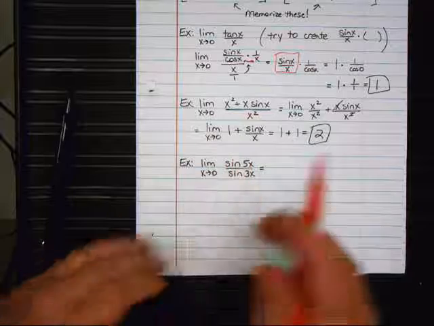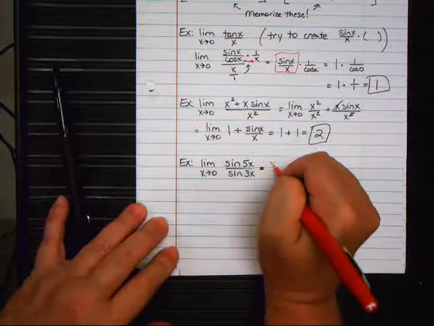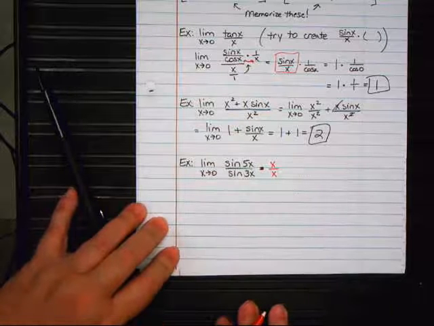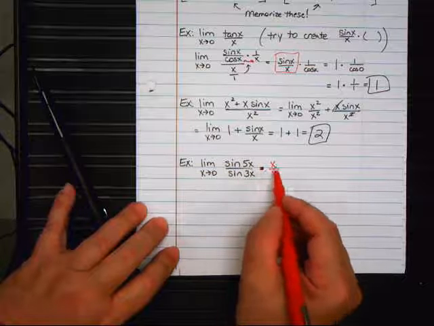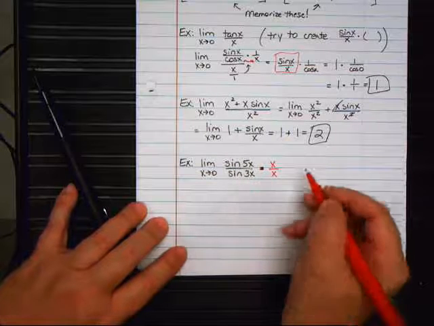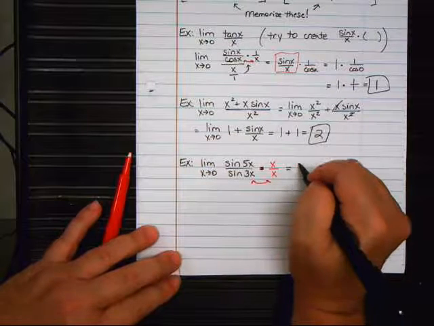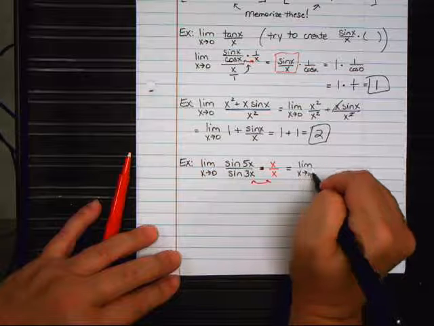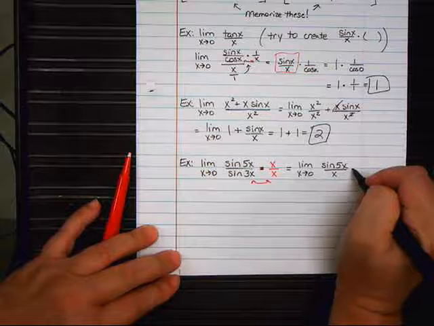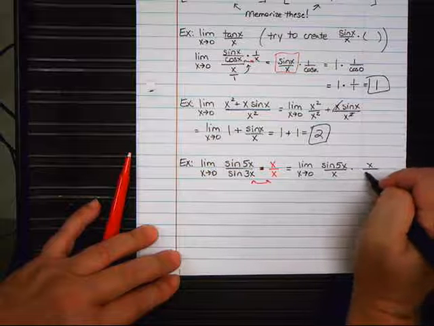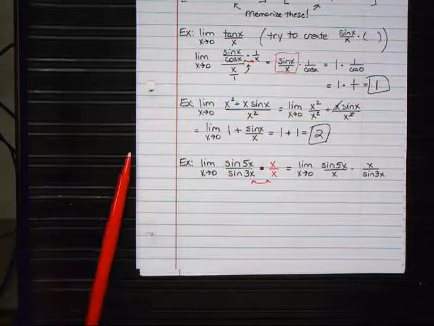So what I'm going to do, would you all stop talking, please? I'm going to multiply the top and bottom by x over x, because that's going to give an x to the bottom of this sine, and it's actually going to give an x to the top of the other one. So I'm going to switch these two now. And so now I have the limit as x approaches 0 of the sine of 5x over x times x over the sine of 3x. That's looking a little more like what I want.